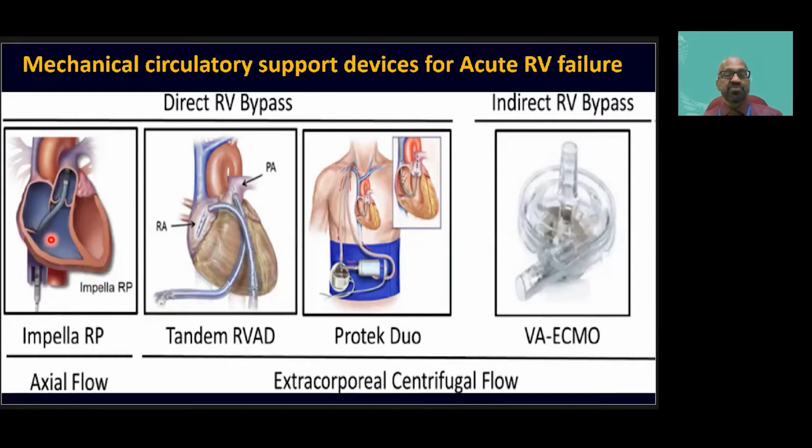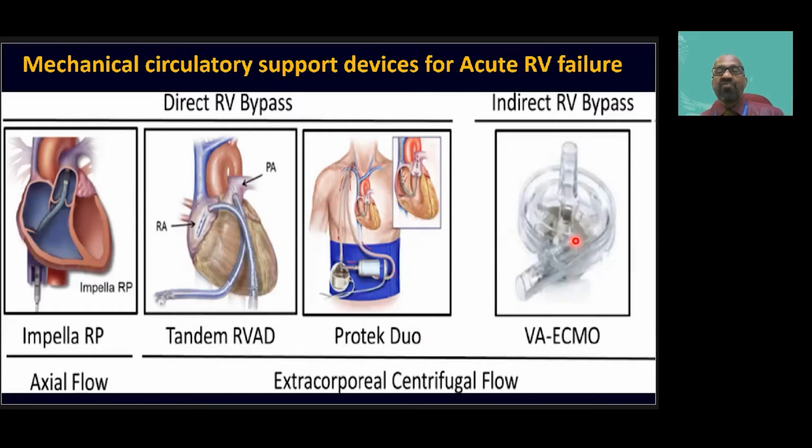In the TandemHeart, the venous blood is taken from the right atrium and is passed through the pump into the pulmonary artery. And you have the ProtekDuo device where a double lumen cannula, one lumen opening in the pulmonary artery, the other opening into the right atrium. The right atrial blood is taken and it is passed through the pump into the pulmonary artery, which can be used either with an oxygenator or without an oxygenator, depending upon the pulmonary function.